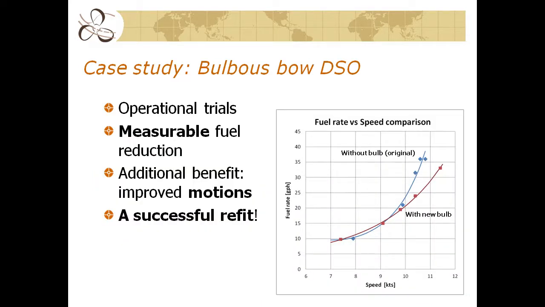They ran some operational trials. This data is anecdotal, not as good as the engineer and I would have liked, but they did show a measurable fuel reduction with the system that they had in there for fuel rate measurement. You can see the blue curve without the bulb, the red with the new bulb, and they had an additional benefit of improved motions. Great Lakes have very short, steep waves. This was an additional benefit to that.